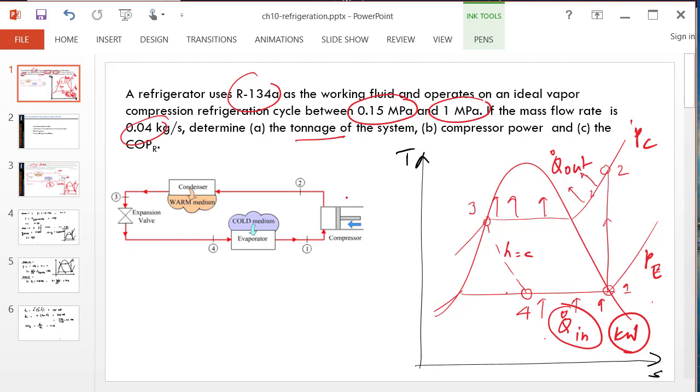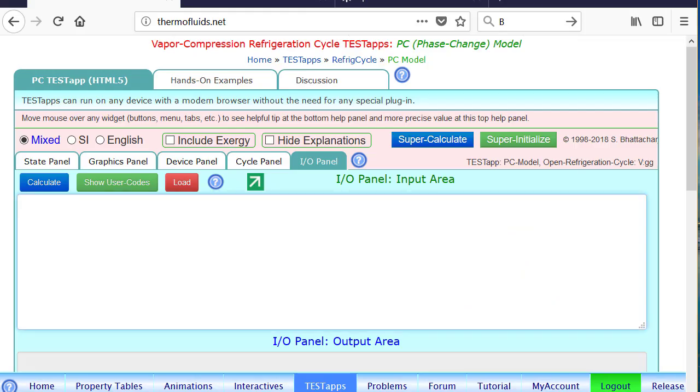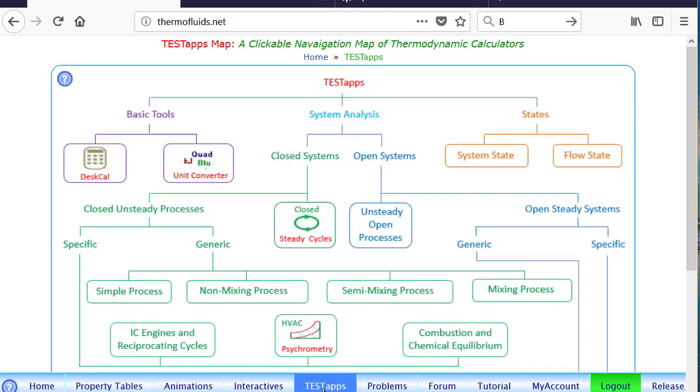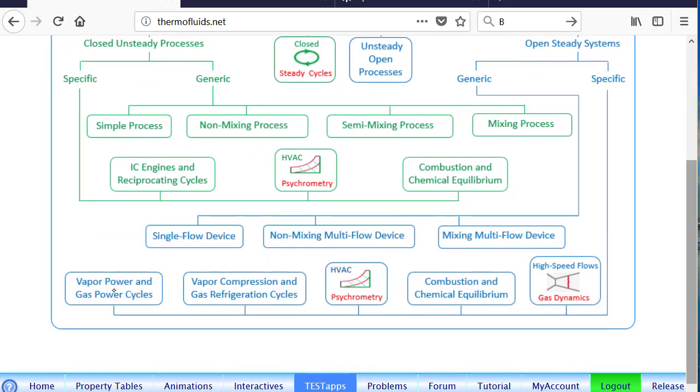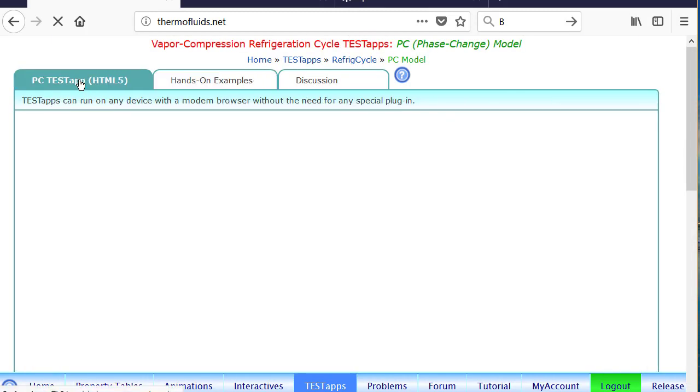We'll take the condenser and the evaporator pressure as parameters so that we can add a parametric study after we solve the problem. So I've already launched the app, but let me go back to show you where the app resides. Obviously, it's an OpenSteady system, so we go through the OpenSteady specific branch, vapor compression refrigeration, and the PC model should launch the app.